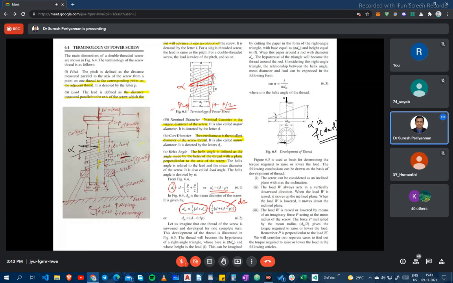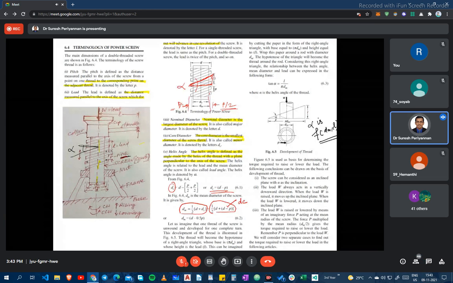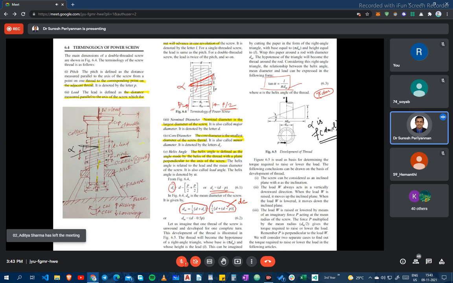Now I know the lead: how much distance the nut travels for one revolution of the screw. That is the lead. The lead is divided by pi dm, because this is the mean diameter at one revolution, hence I am putting pi dm in the denominator. Then tan alpha is equal to L by pi dm, which gives us the helix angle of the power screw. This is the important thing. The helix angle is very important.